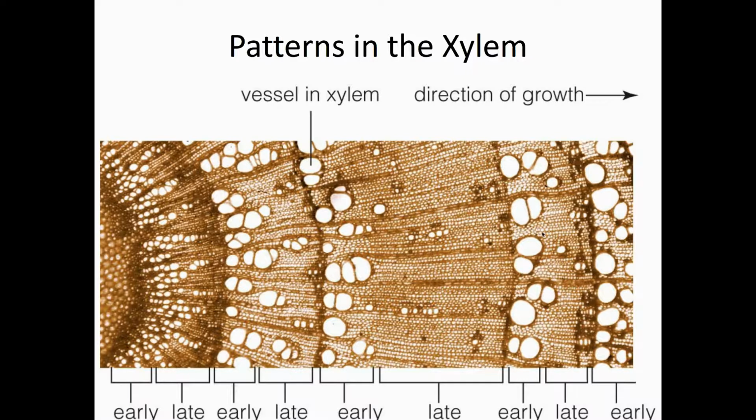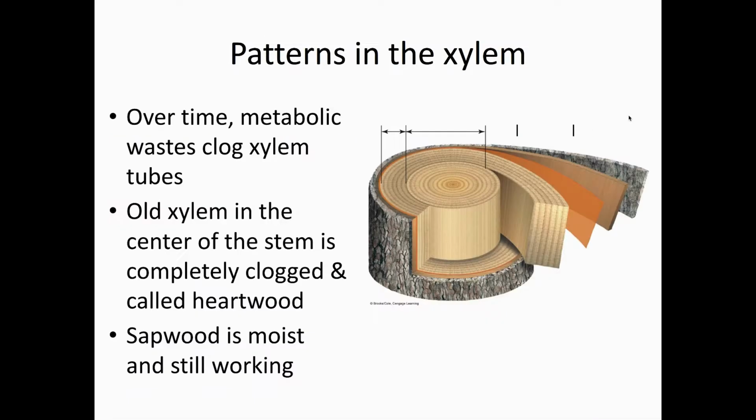So you have a band of early ones and a band of late ones. So the early ends up being lighter in color because the tubes are bigger, and then the late becomes darker in color. So you can actually see the history of the tree in the tree rings, which is pretty cool.